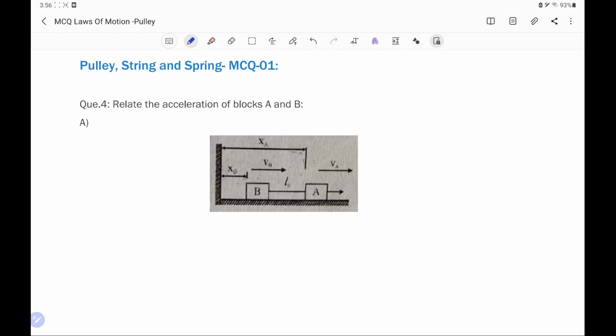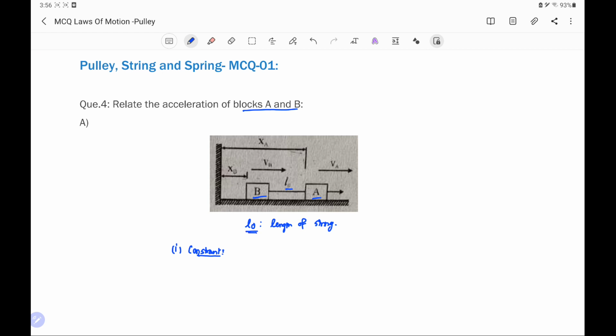The fourth question is: relate the acceleration of block A and block B. There are two blocks, A and B, which are connected by a string. L0 is the length of the string, and block A is pulled by a force F, and we have to find the relation in the acceleration. To get the relation, we first have to write the constraint obeyed by the system.